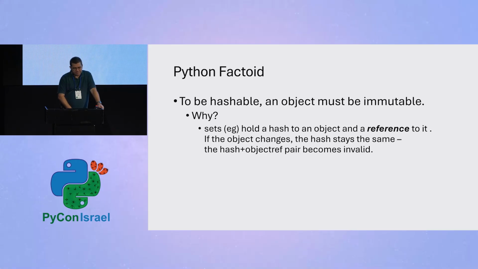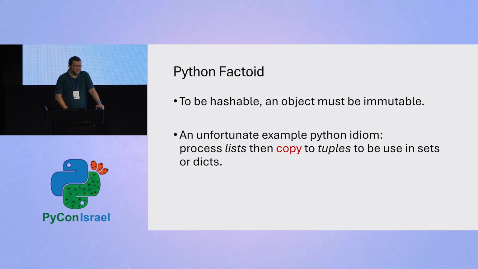And the way Python sets and dicts are implemented is that they store the hash of an object and a reference to the object. So if someone later mutates, that is to say, modifies the object, the hash/reference pair becomes invalid and bad things happen. That's kind of annoying. It leads to several unfortunate Python idioms.